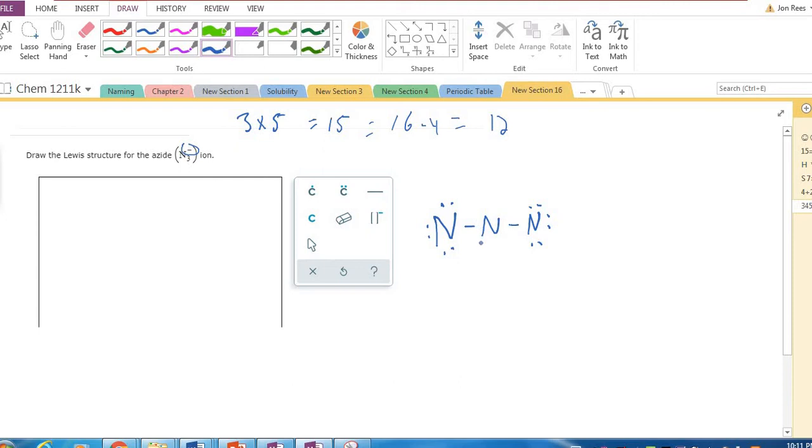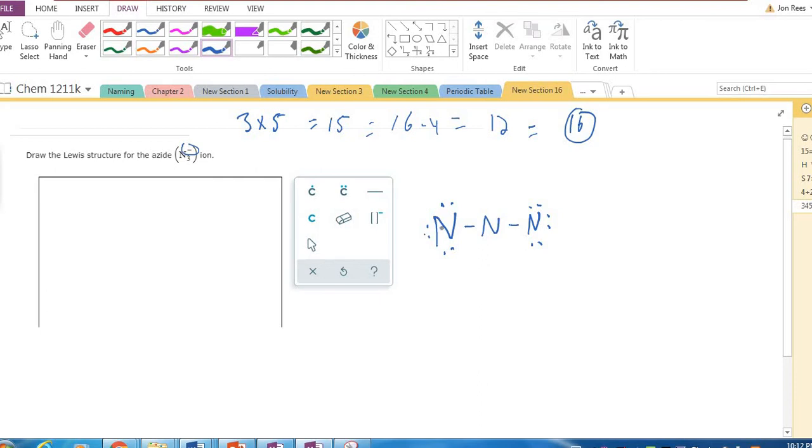Okay, so let's go ahead and count up the electrons that I've added. So I've got 2, 4, 6, 8, 10, 12, 14, 16. So I've done that part. I've got the right number of valence electrons, 16. Let's look at octet rules here.